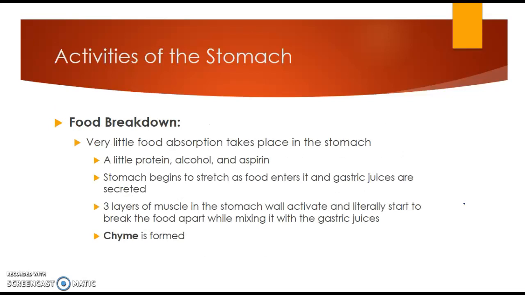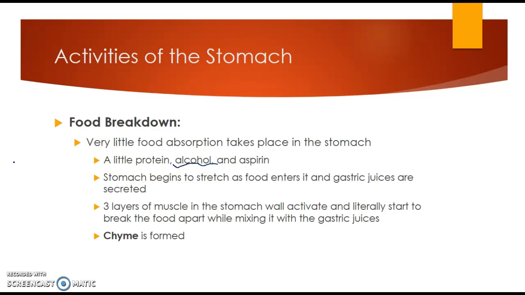Very little absorption takes place in the stomach, but there actually is some. A little protein, alcohol, and aspirin are absorbed in the stomach. A lot of medicines usually do get absorbed in the stomach, which is nice because we do want it to be fast. But alcohol is a major cause of ulcers. If you drink a lot of alcohol and you absorb it in your stomach, it really can help break down that stomach wall, which is no bueno.